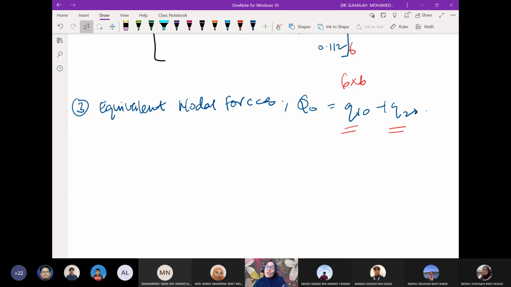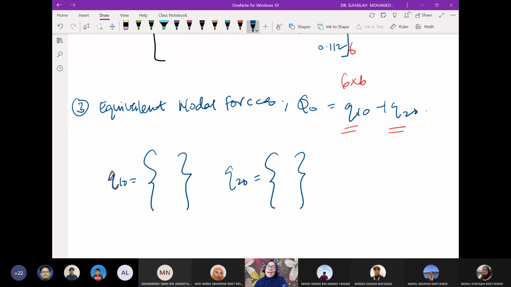Because it refers to four degrees of freedom. One element has two nodes, so two nodes gives four DOF. So Q1 node and Q2 node is actually this. Q1 node has four values, and Q2 node also has four values.